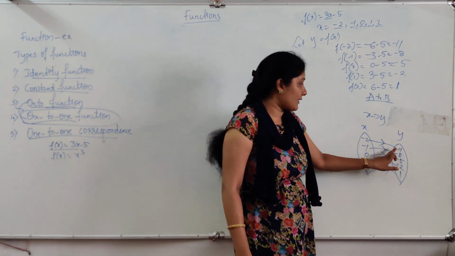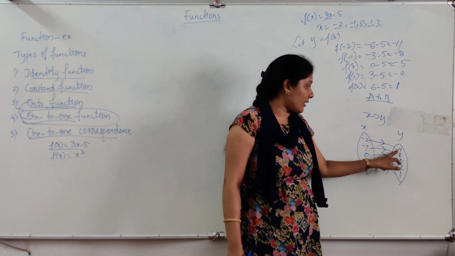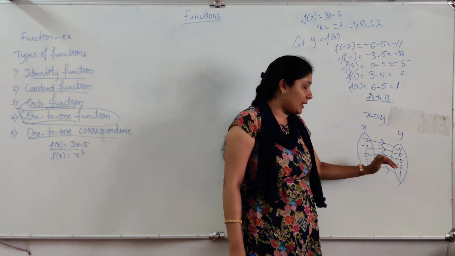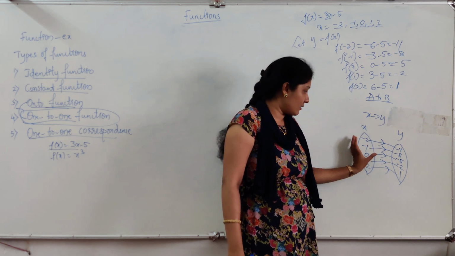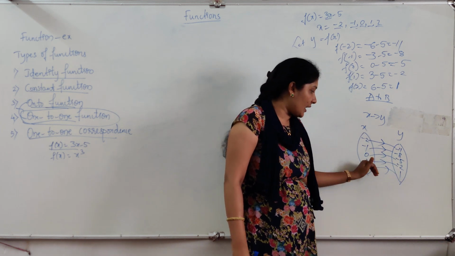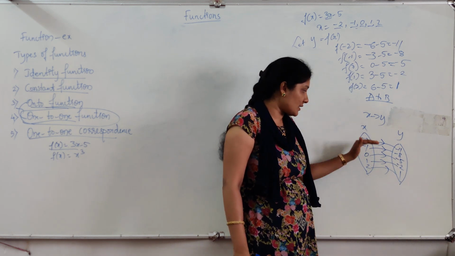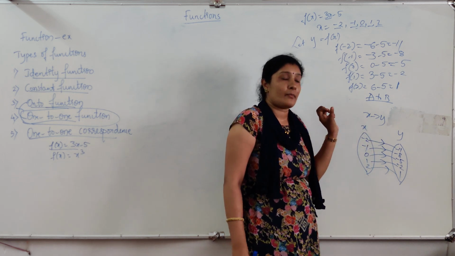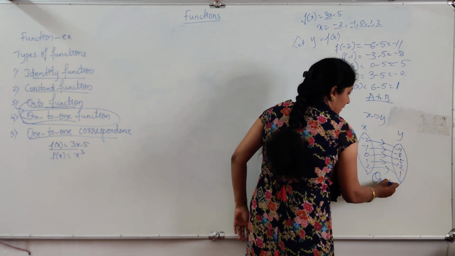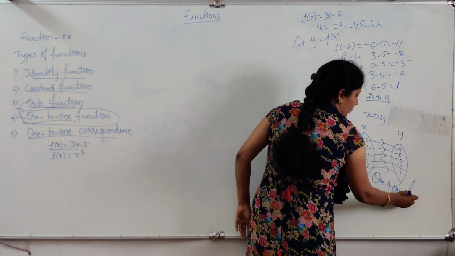See, particularly minus 11 is the image of minus 2 only. This can never be the image of any other element in the set. So this is how every image is dedicated to one pre-image. Such a function is called a one-to-one function. Therefore, it is verified that this is a one-to-one function.